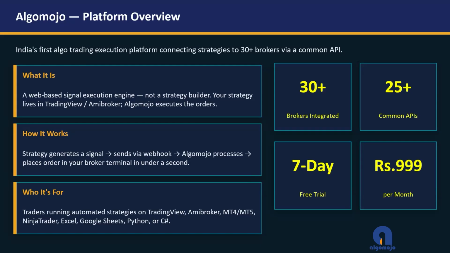Strategy fires a signal, sends a webhook URL, a JSON payload to Algomojo. Algomojo will process the order parameters and place the orders in your broking system. It's a simple execution platform. Point to be noted is that we are not a platform where we recommend any strategies or any stocks to buy or sell, enter or exit. We don't give any such explanation or details in our platform.